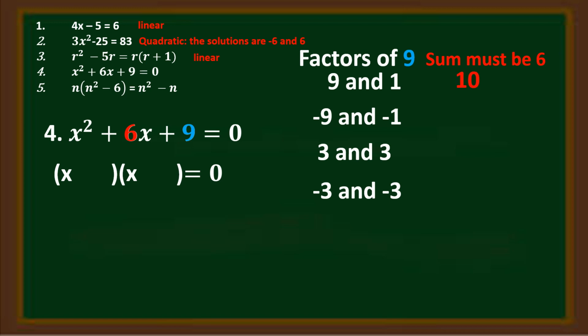9 plus 1 is 10. Negative 9 plus negative 1 is negative 10. 3 plus 3 is 6. This is the sum that we are looking for. So, we'll be using the factors 3 and itself.